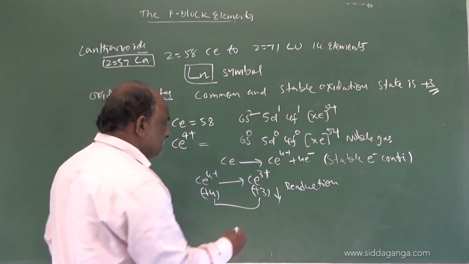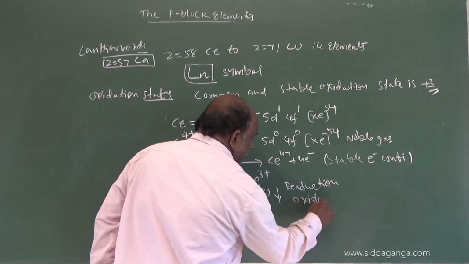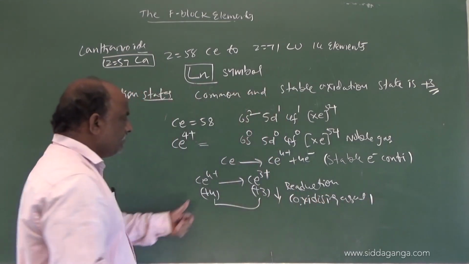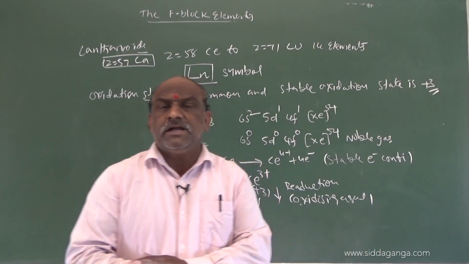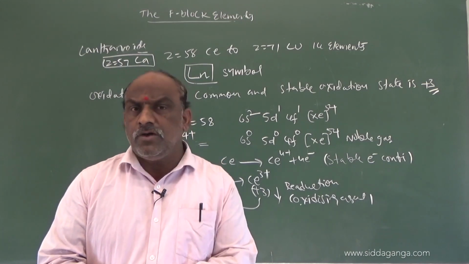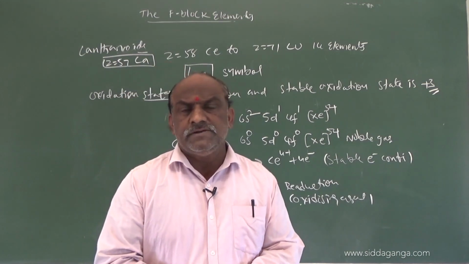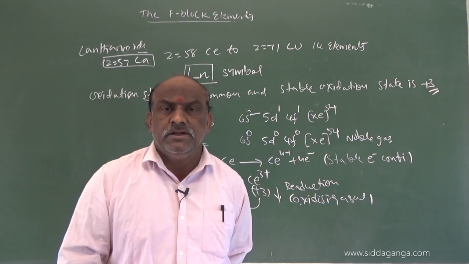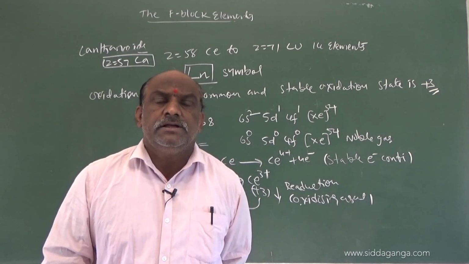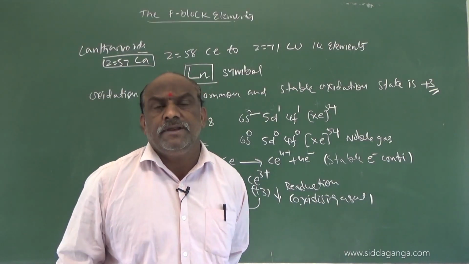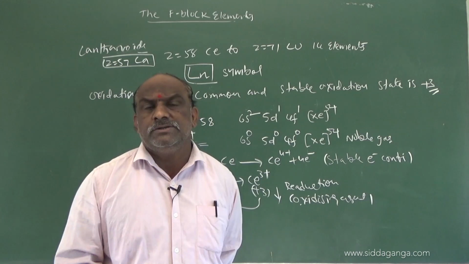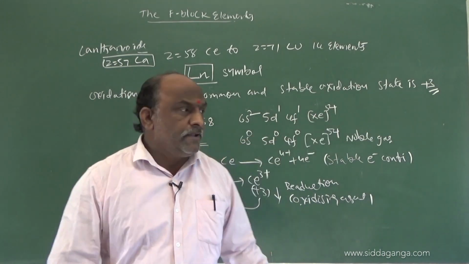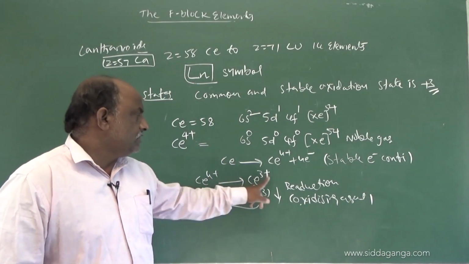Cerium 4 plus is which agent? Oxidizing agent. Very important, my dear students, make a note of this. Cerium 4 plus has noble gas configuration: on removal of 4 electrons, 2 from s orbital, 1 from d orbital, 1 from f orbital, we get cerium 4 plus noble gas configuration. But cerium 4 plus is converted into cerium 3 plus. Why? Because the stable oxidation state for lanthanides is plus 3.